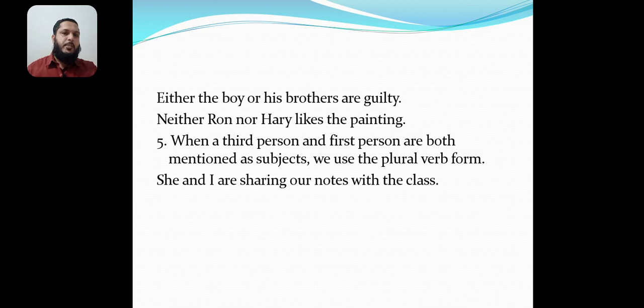Okay, third person singular and first person singular are used. Then we have to use a plural verb. She and I are sharing our notes with the class.